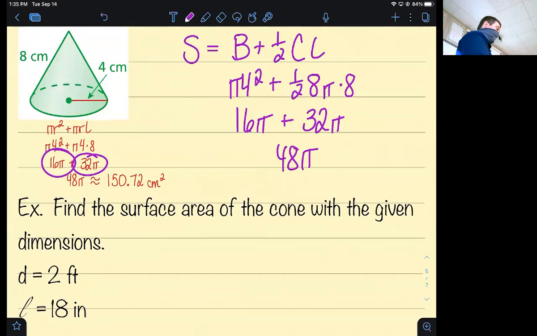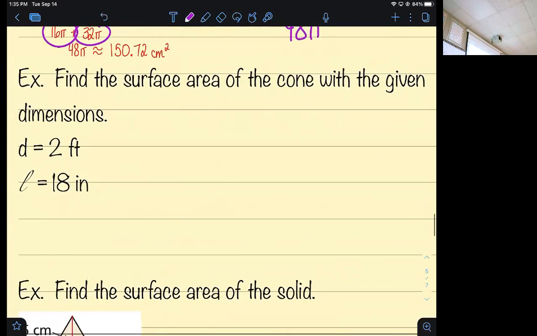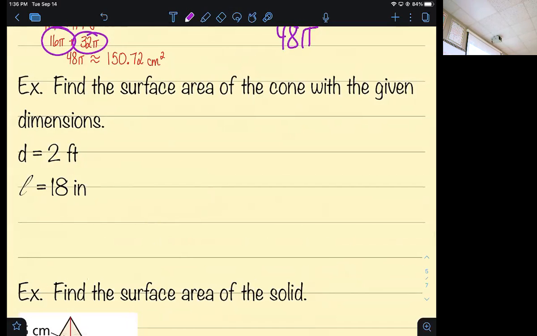In fact, the interesting thing about a cone is that you only have to give me 2 numbers and I can find the whole surface area. As long as I know what the radius is and the slant height, I can find the surface area. So go ahead. I want you to use the special formula to find the surface area. Plug in these numbers to find the surface area.